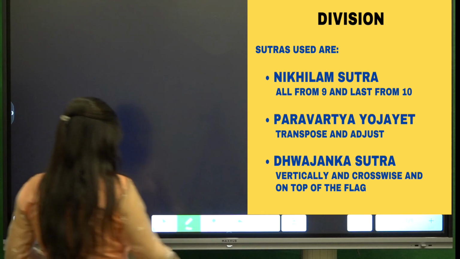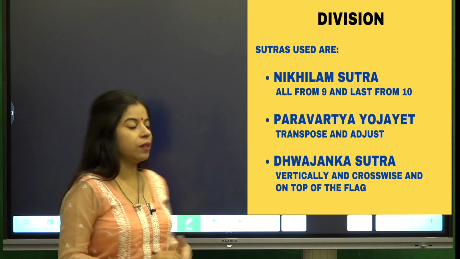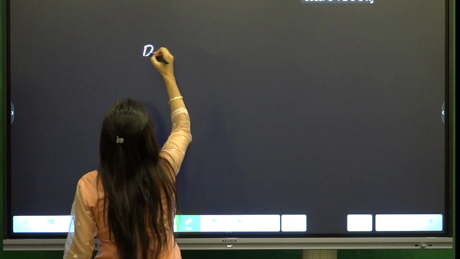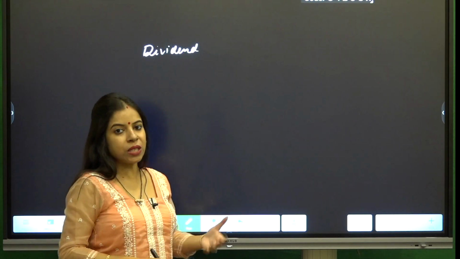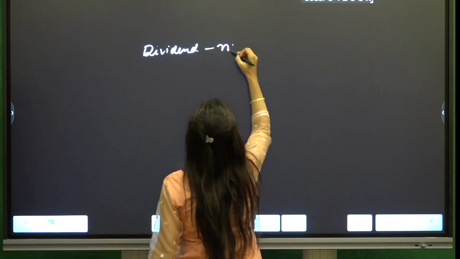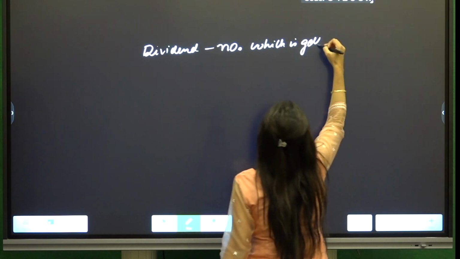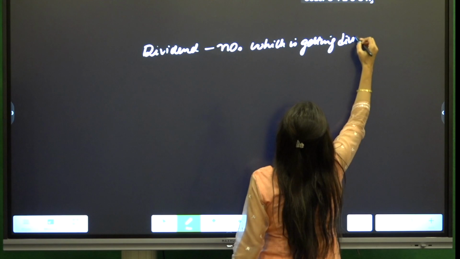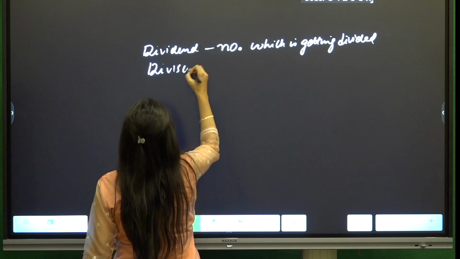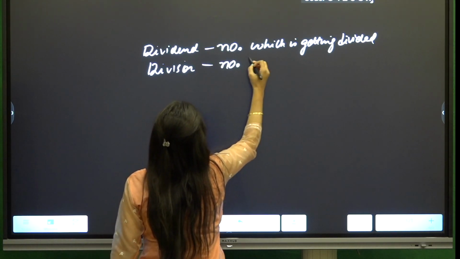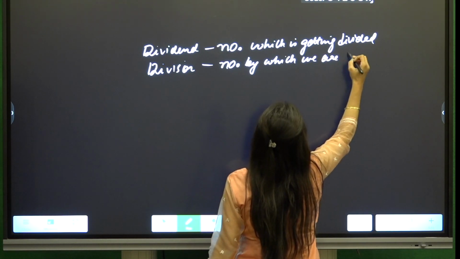So, there are two terminologies in division. First is the dividend, the number which is getting divided, and next is the divisor, the number by which we are dividing.